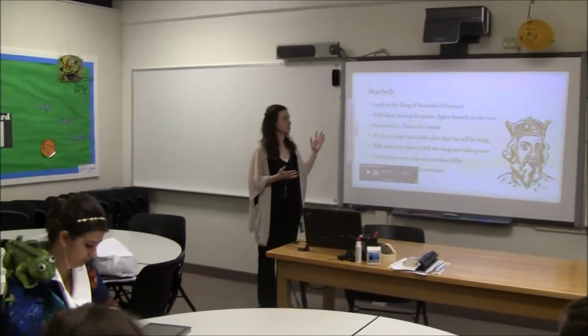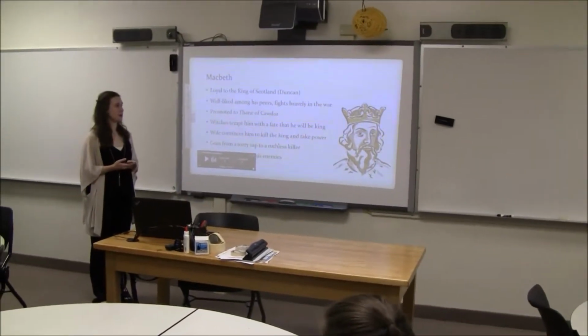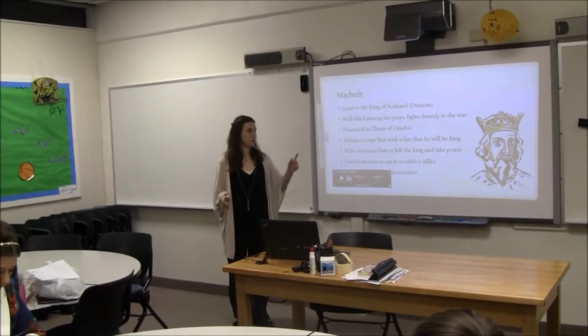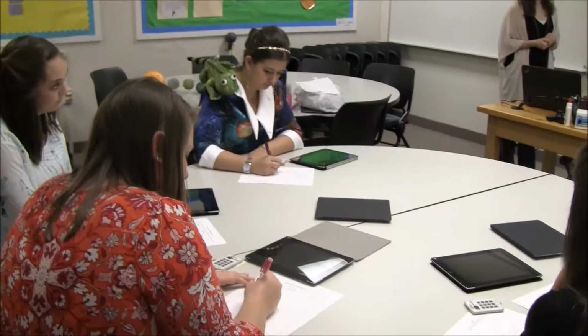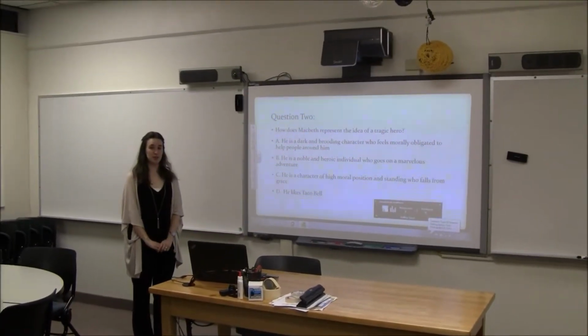He is loyal to the King of Scotland, who is Duncan. He is well liked among his peers and fights bravely in the war. When the play opens, there's a war going on, and he's one of the heroes. So, question 2. How does Macbeth represent the idea of a tragic hero?